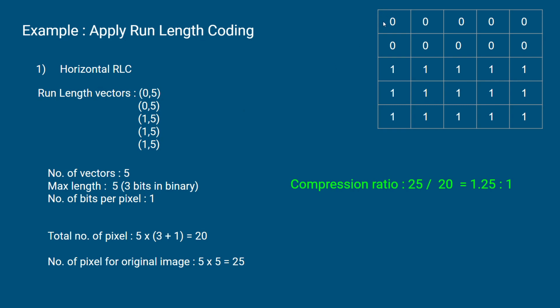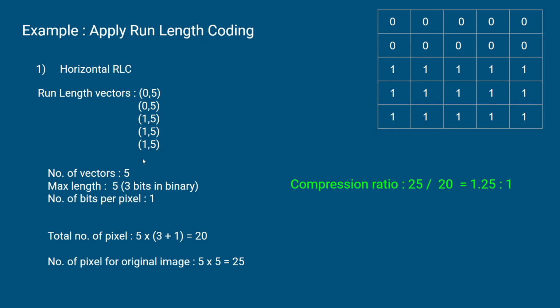In the first row, we have 5 zeros. Therefore, I have written 0, 5, which means that 0 is occurring 5 times. In the second row also, I have 0, 5, which means 0 is occurring 5 times. In the third, I have 5 ones, which means 1 is occurring 5 times. In the fourth row, I have 5 ones, which means 1 is occurring 5 times. And in the fifth, we have 5 ones, which means 1 is occurring 5 times.